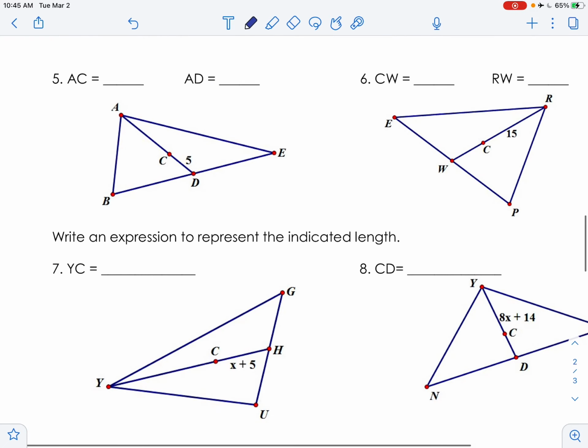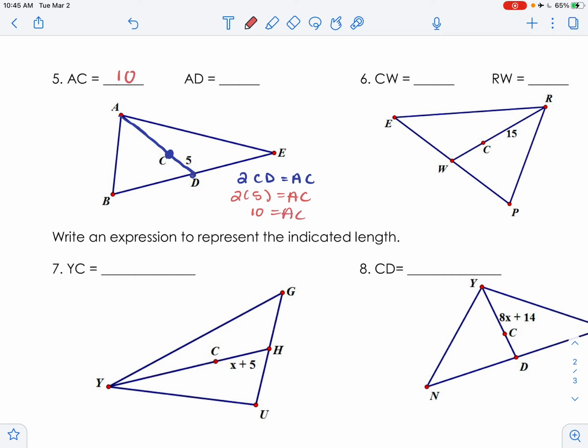All right, number 5 is looking at a problem where I have the centroid on a median of the triangle. Here I'm given that line segment CD is 5. Well, I know that 2 times the small piece of the median equals the longer piece of the median. So 2 of CD equals AC. So now I can use this equation to plug in what I know. I know that CD is 5. 2 times 5 is 10. So AC must be 10.